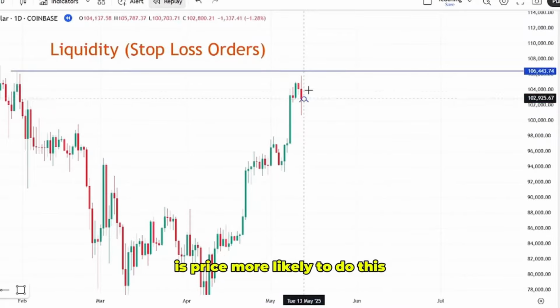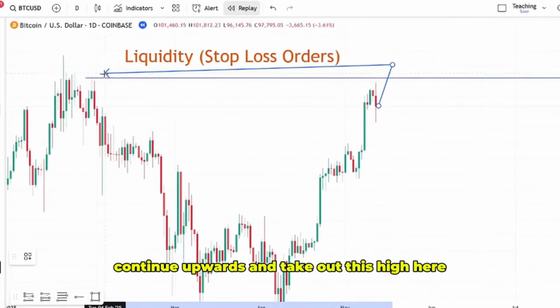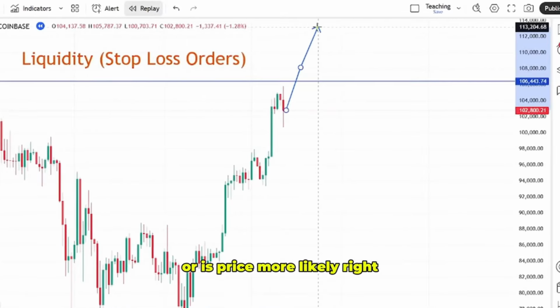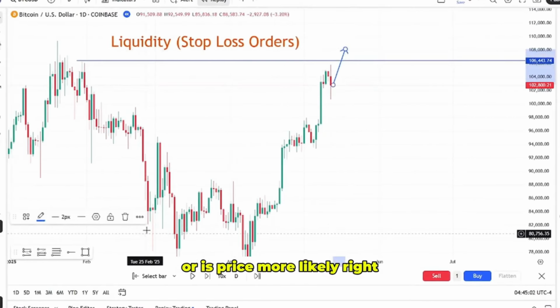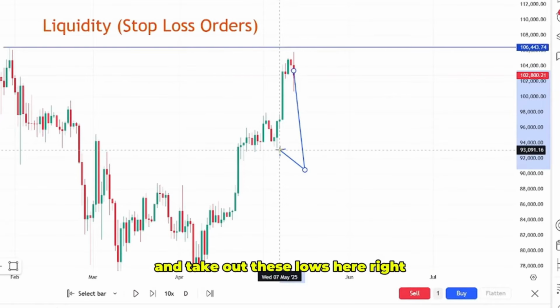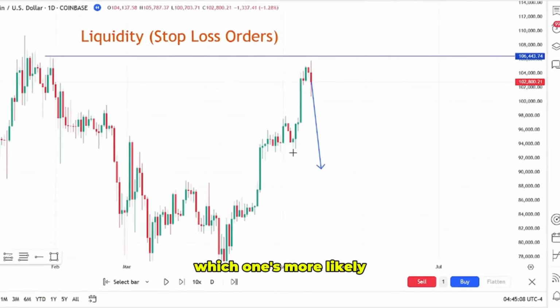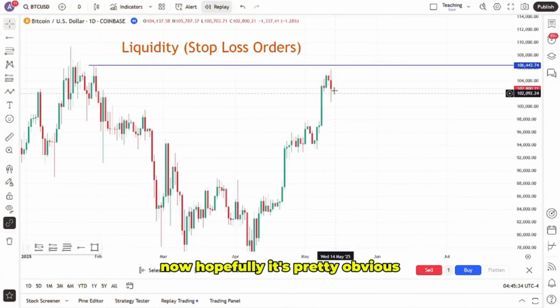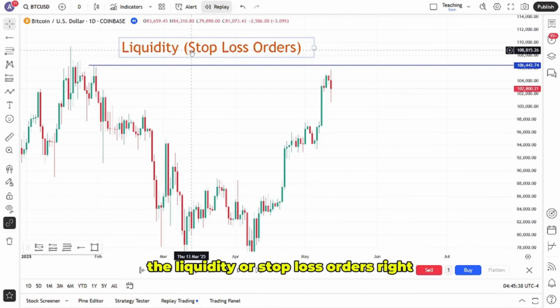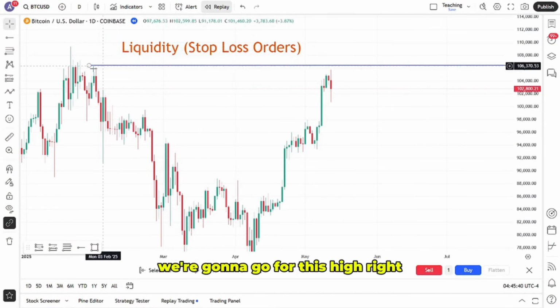Is price more likely to do this, continue upwards and take out this high here, maybe even this high here, and then maybe push up to all-time highs? Or is price more likely, right? Is it more likely to come all the way down and take out these lows here, right? Which one's more likely? Now, hopefully it's pretty obvious, and it should be really obvious, right? Because I've literally marked out the liquidity or stop loss orders, right? We're going to go for this high, right?